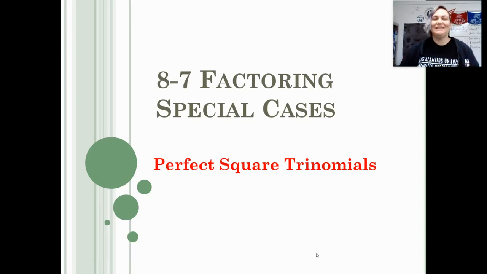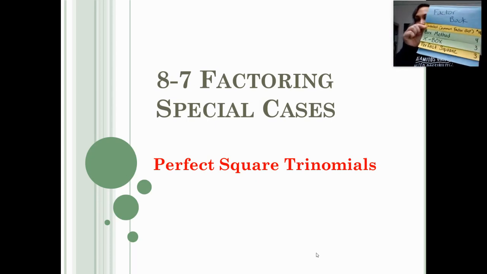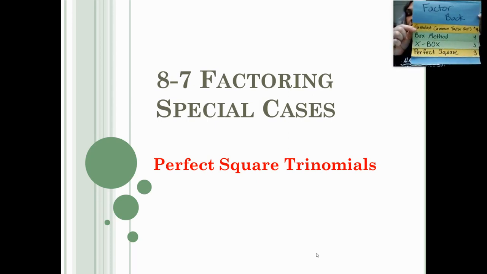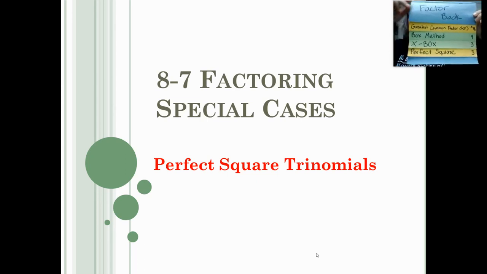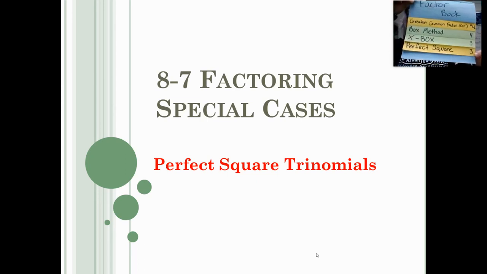Hi guys. Today we're moving back into our factoring book and we're learning a new type of factoring, one that we have not done before. Today's type of factoring, I wrote it in red, is perfect square trinomials. In your factoring book, you can put this right underneath the X box. Down here, perfect square. And since it's a trinomial, I put the number 3 over here again.